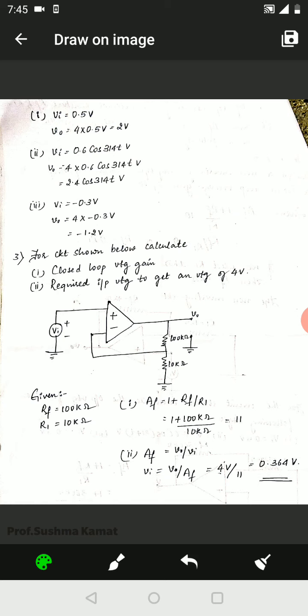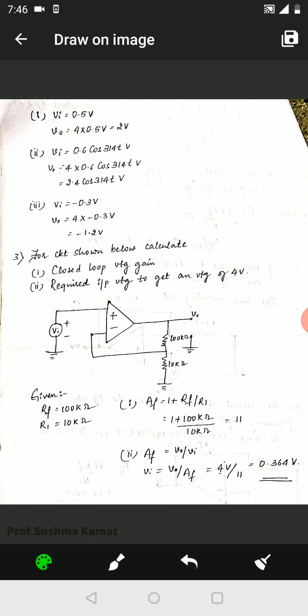The next value that they have mentioned for Vi is 0.6 cos 3140 volts. As I had already told you, this cos 3140 can be ignored. The only thing you should calculate is the 0.6. So now this 0.6 has to be multiplied with the value for AF, which is nothing but 4. So 4 into 0.6 will give me 2.4, and the remaining cos 3140 volts. So the answer is 2.4 cos 3140 volts. Likewise, you can solve for the next Vi value and get the answer for V0.